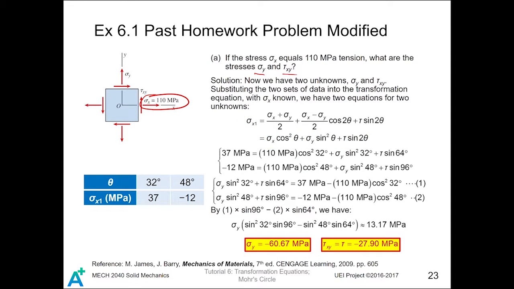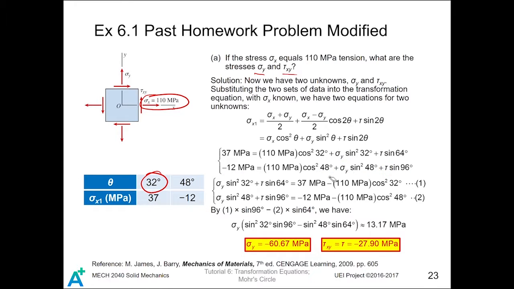Firstly, substitute all what you know into the equation. At angle 32 degrees, sigma x1 equals 37 and theta equals 32. We also know what is sigma x. Then you can write this equation with unknowns sigma y and tau. Similarly, for the 48 degree inclined case, sigma x1 equals minus 12. Sigma x is known. The angle is 48 times 2. Then in this equation, the unknowns are just sigma y and the tau.